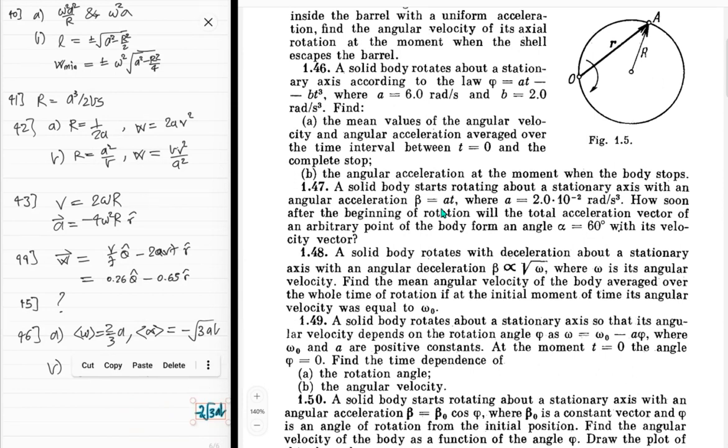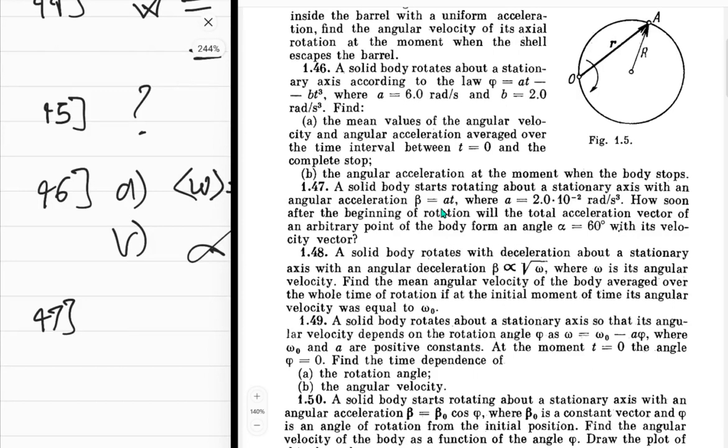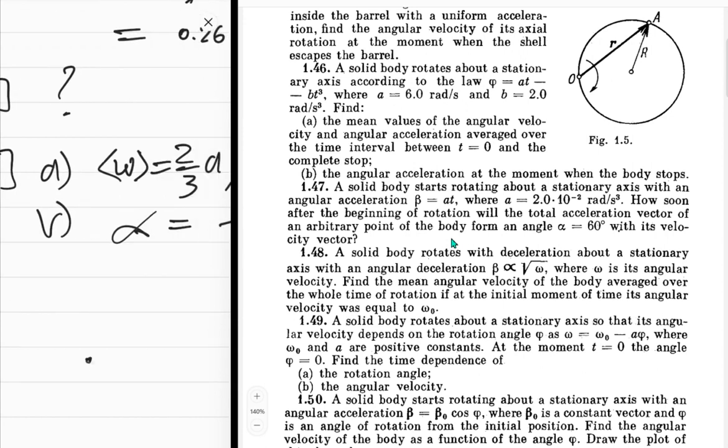Okay, cool. Now let's go to 47. A solid body starts rotating about a stationary axis with an angular acceleration given. How soon after the beginning of rotation does the total acceleration vector of an arbitrary point on the body form an angle alpha equal to 60 degrees with the velocity vector? So it's just some kind of rigid body.